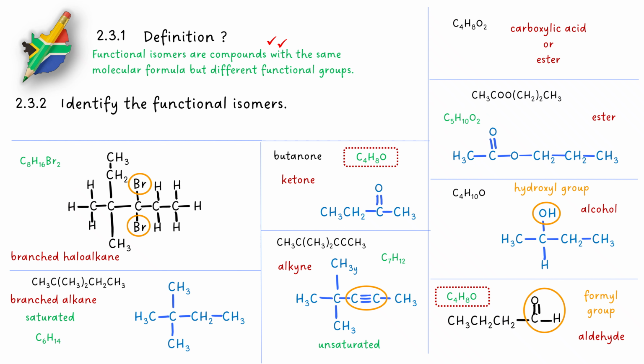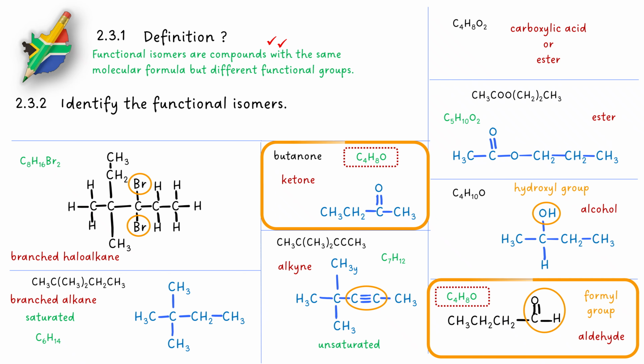We can see that only these 2 compounds have the same molecular formula, C4H8O2, and they have different functional groups. One is a ketone, a compound with a carbonyl functional group, and the other is an aldehyde, a compound with a formyl functional group. So these 2 compounds are functional isomers. They are compounds A and C.